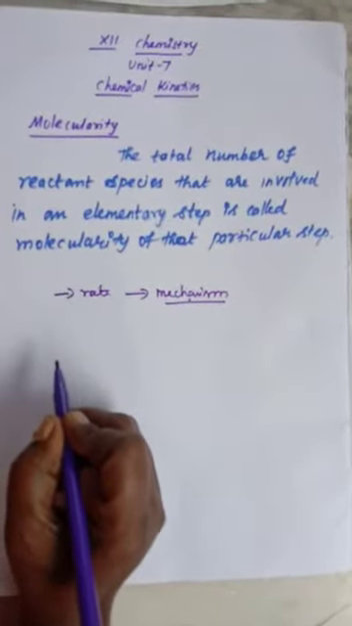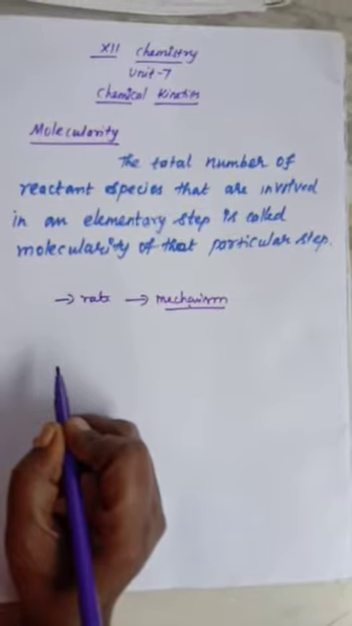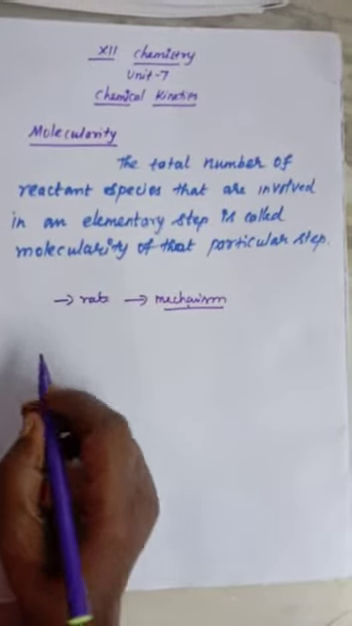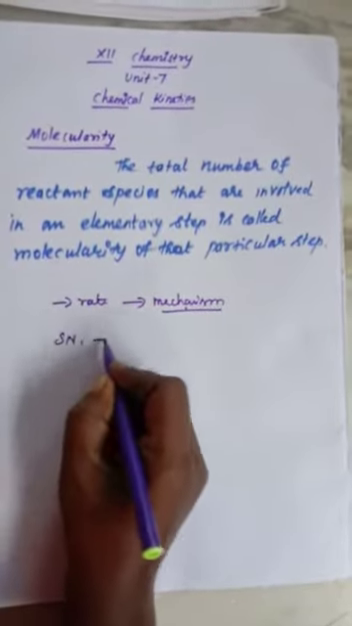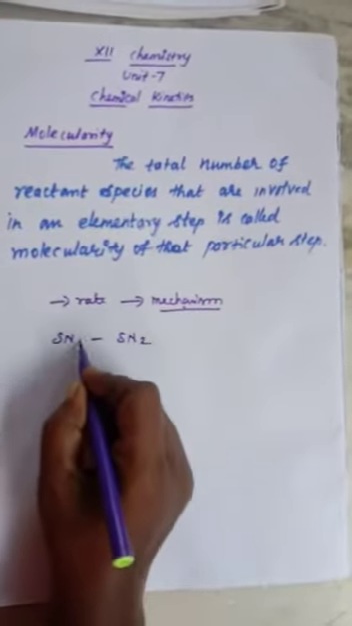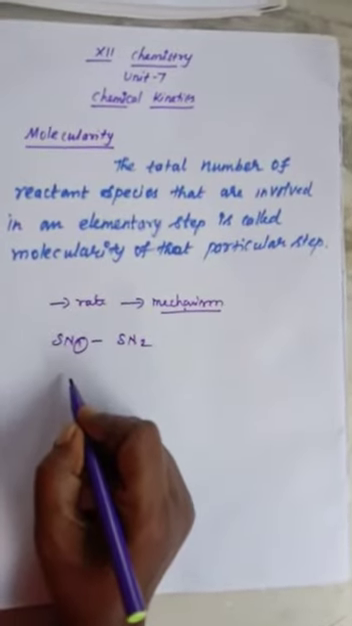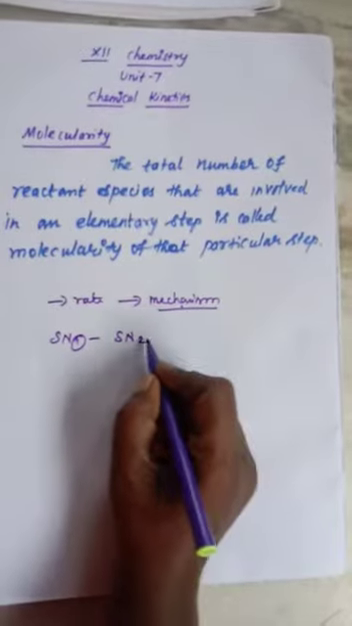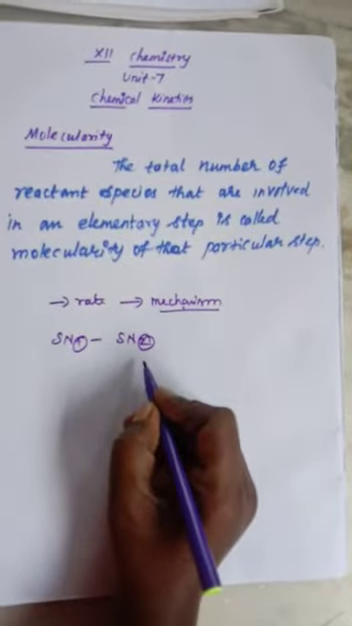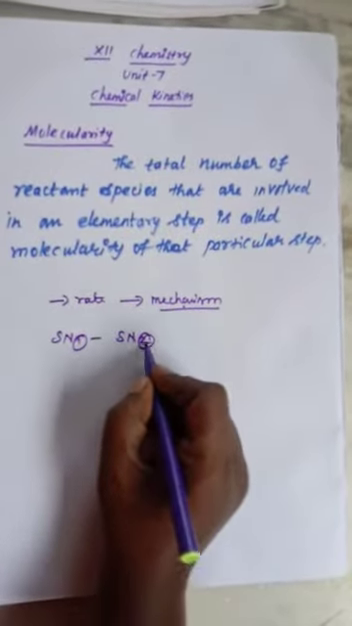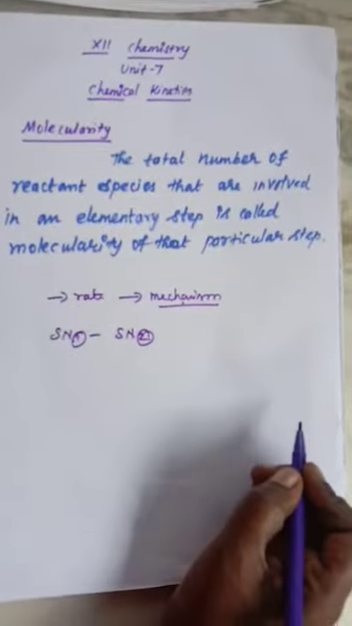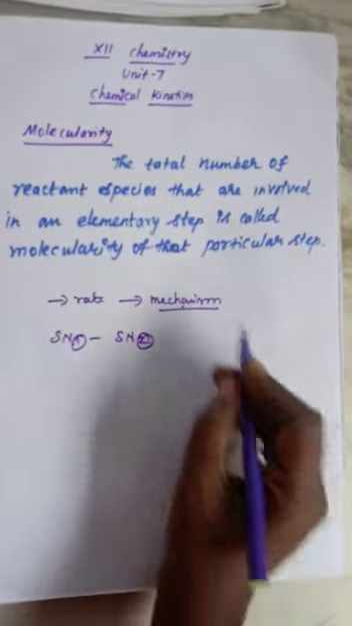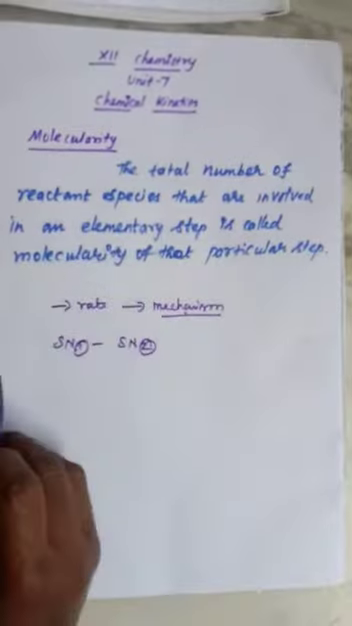In 11th standard, we have studied about the SN1 reaction and SN2 reaction. So SN1 and SN2 mean unimolecular nucleophilic substitution reaction and bimolecular nucleophilic substitution reaction. So this molecularity can be studied for each and every elementary step.